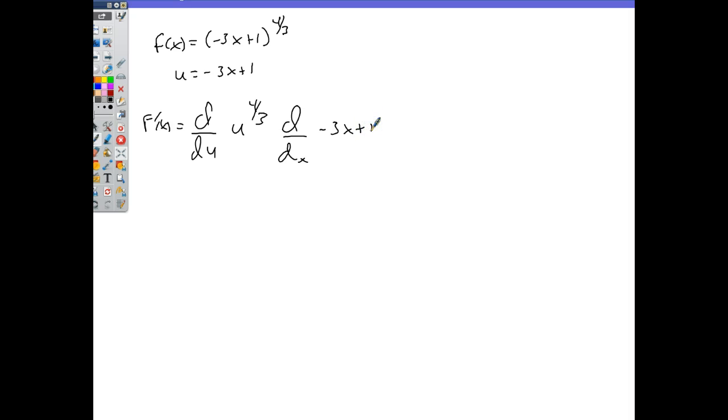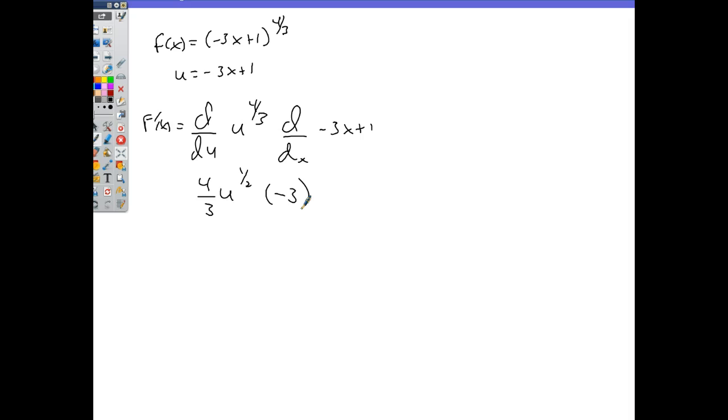So far, so good? Does that make sense? Just replace it. Don't even think about that hard. And then the next step would be what? What's the derivative of U to the 4/3? 4/3 U to the negative 1. Wouldn't it be positive 1/3? Yeah, positive 1/3. And what's the derivative of negative 3x plus 1? Negative 3. Okay? Now I put the U back in.